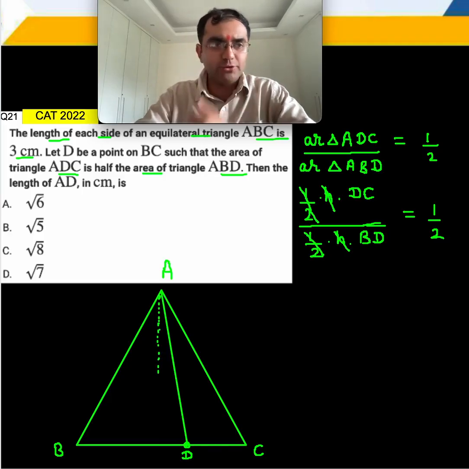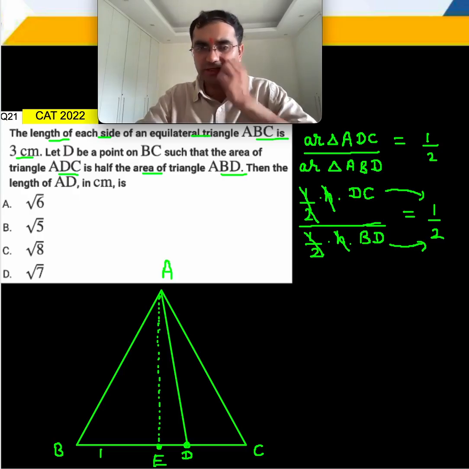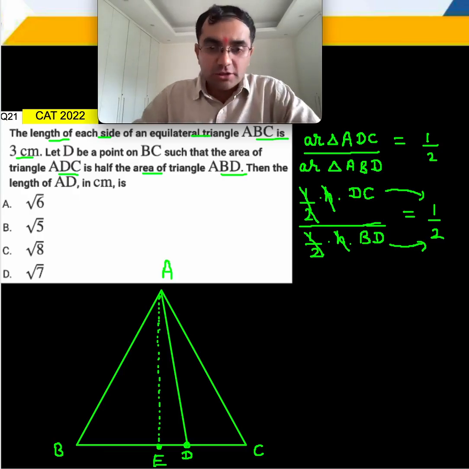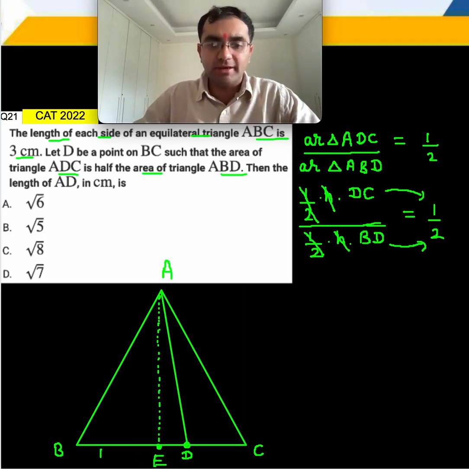That means it's just a simple ratio now. Let me draw the altitude also over here, h. So DC becomes 1 and BD becomes 2. Let's mark this now. Also, in an equilateral triangle the perpendicular bisects the base, so that means your BE will be 1.5, because BC is 3. So BE becomes 1.5, and BD was 2, so therefore ED becomes 0.5, and DC we had already found as 1.